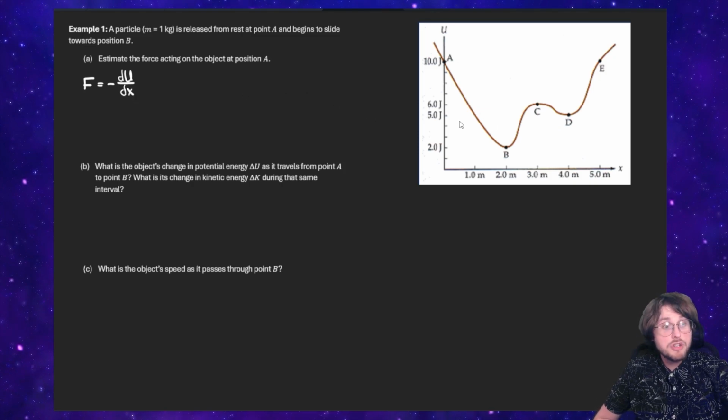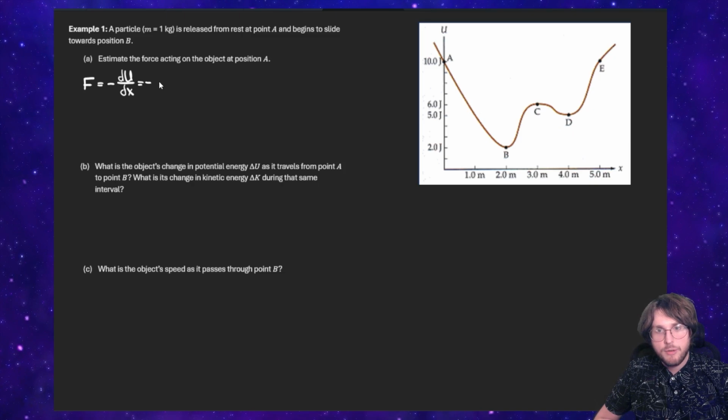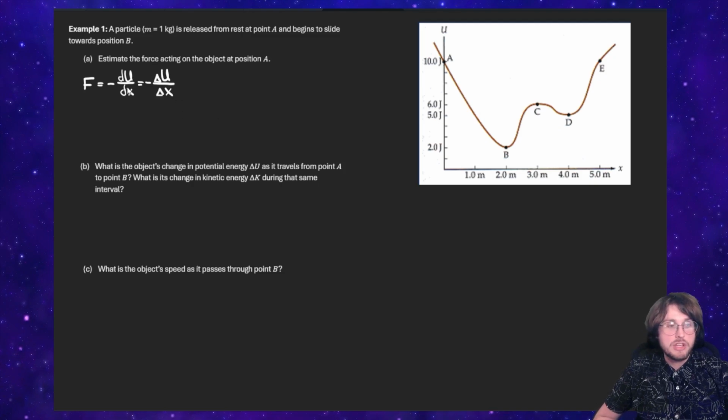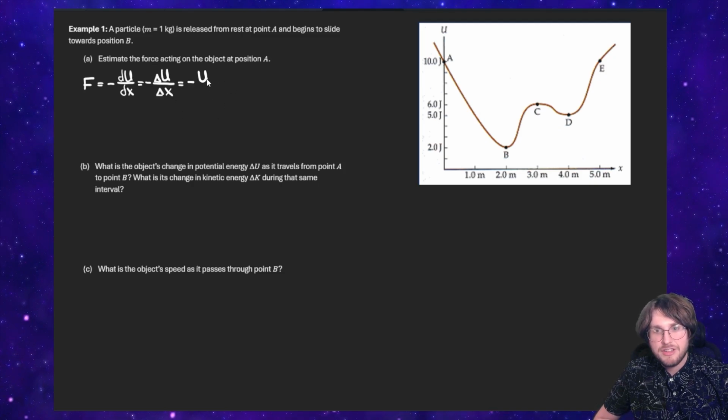Now we don't have a function to work with here, so we can't really take a derivative of a function. So instead, we're going to treat this as an estimated rate of change, or delta U over delta x. And we can express that as the negative change in potential over change in x. So it would be U final minus U initial divided by x final minus x initial.